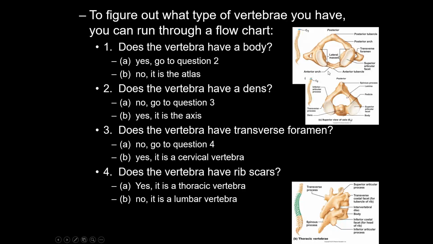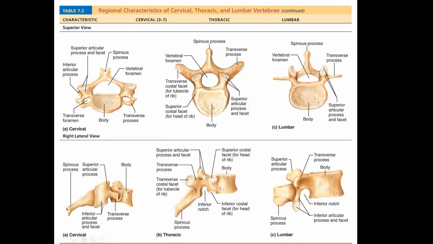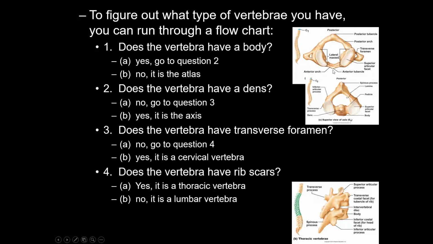So the body is the portion like this right here that is the weight-bearing portion. And the only one of your vertebrae that doesn't have a body is this one right here, the atlas. And so if it does not have a body, you know you have the atlas, which is the very first cervical vertebra. If, on the other hand, it does have a body, it's one of the other vertebrae, so you have to keep going. Next question I ask myself is, does it have a dens or an odontoid process?